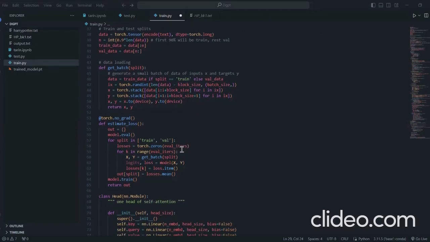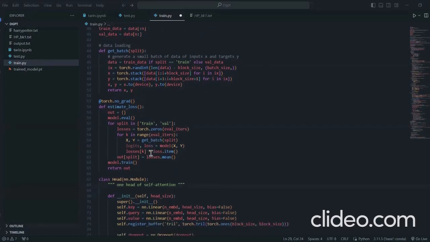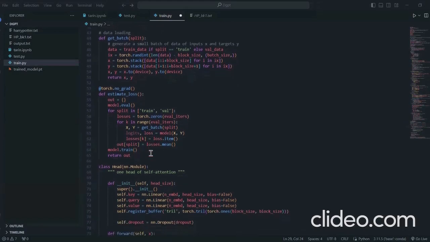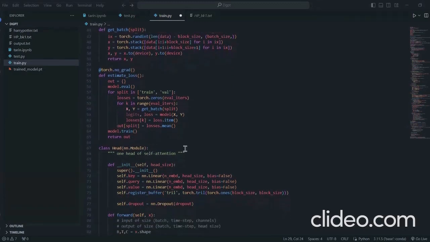After this, we have created a loss function. The loss function evaluates the model's performance on both training and validation sets. It calculates the loss on these sets and helps us track the model's progress and identify potential issues during training.